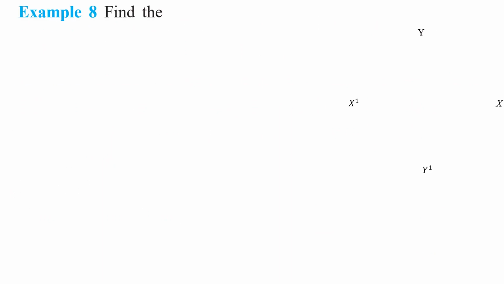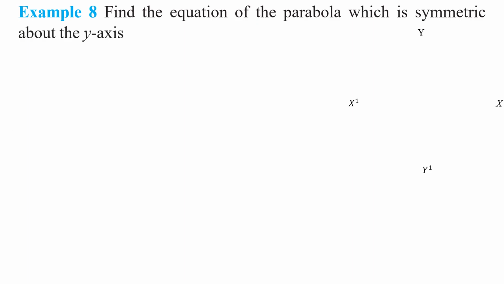Now let us take another example. Find the equation of the parabola which is symmetric about the y-axis and passes through the point (2, -3). Understood this question, my children? We have to find the equation of the parabola, and it is given that the axis of symmetry or axis of the parabola is the y-axis, and the parabola is passing through the point (2, -3). Understood this question?